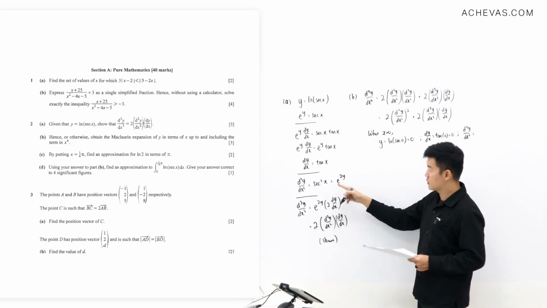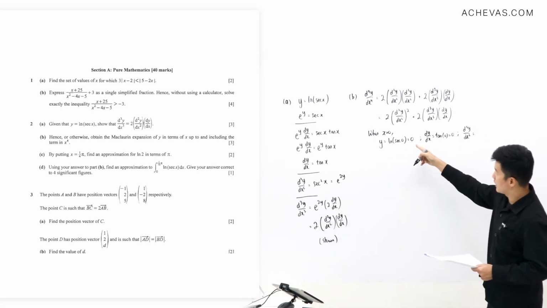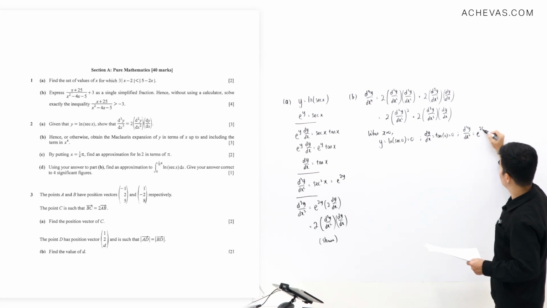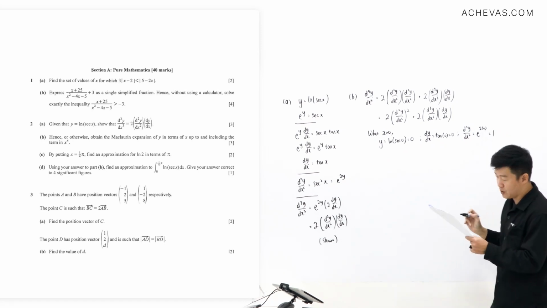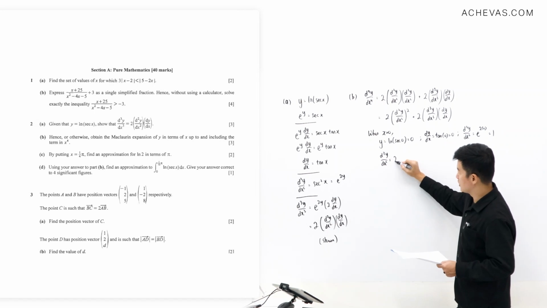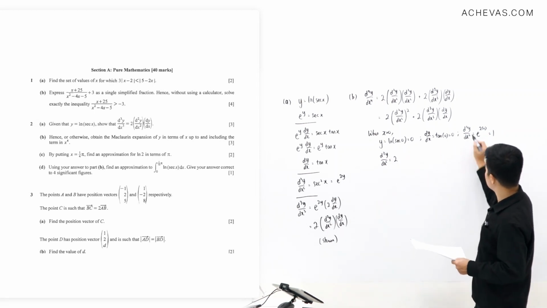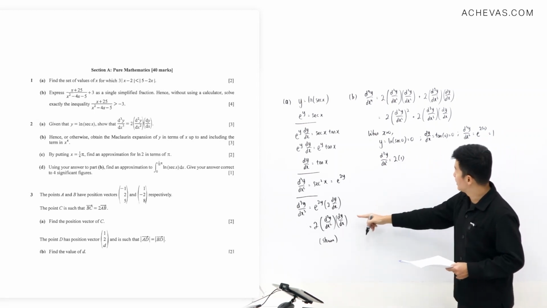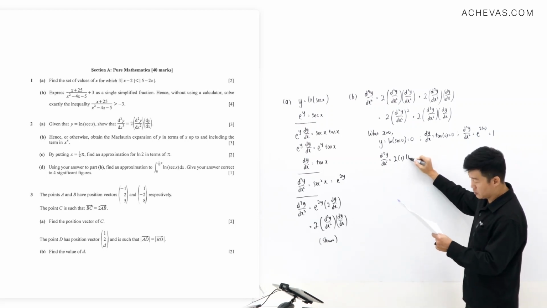d²y/dx² is going to be e to the power of 2y. y is 0, so we have e to the power of 2 times 0. This is equal to 1. And d³y/dx³ is going to be 2 times d²y/dx², which is 1, multiplied by dy/dx, which is equal to 0.